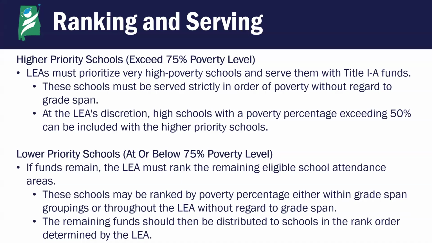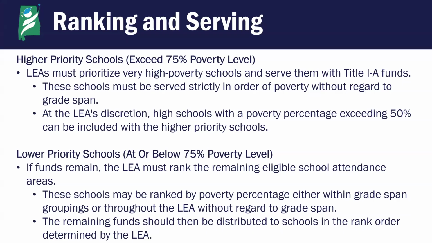Then you have the lower priority schools. Those are the schools that are at or below 75%. And if any funds remain after serving the higher priority schools first, then the LEA can choose to serve these lower priority schools, but it's not required to do so. And another option with the lower priority schools is to serve them by grade span grouping instead of strict poverty percentage.